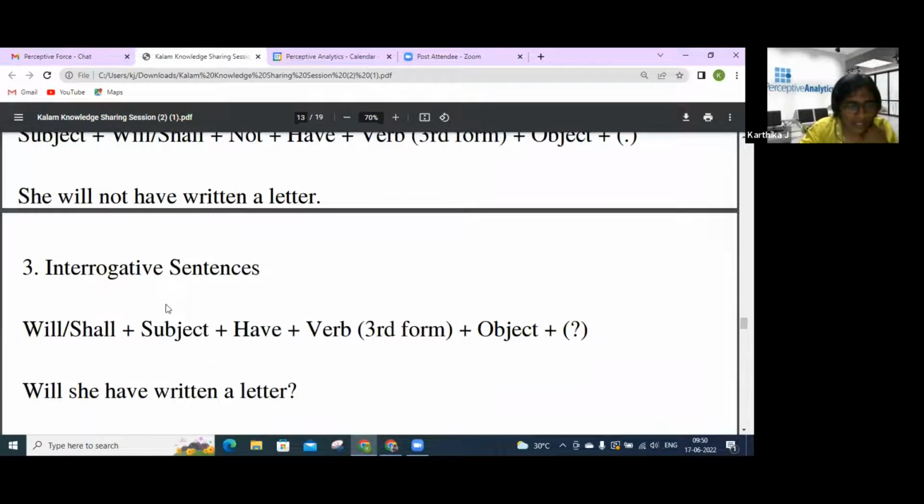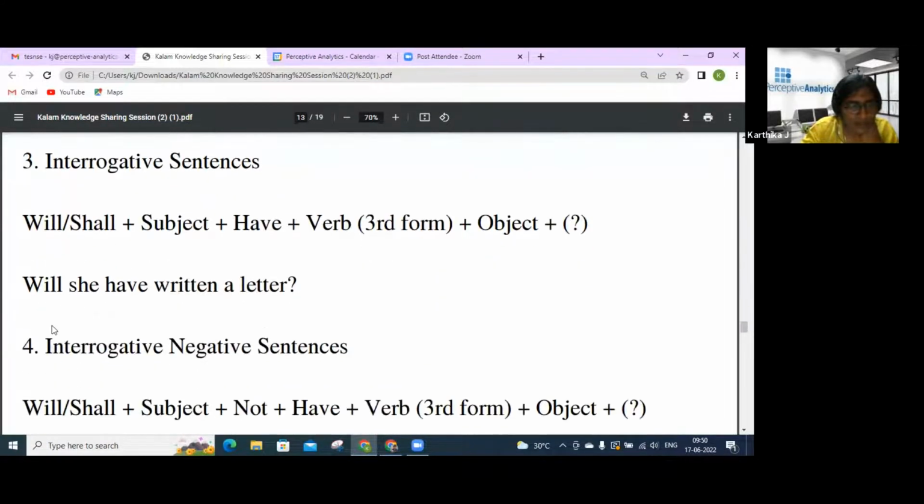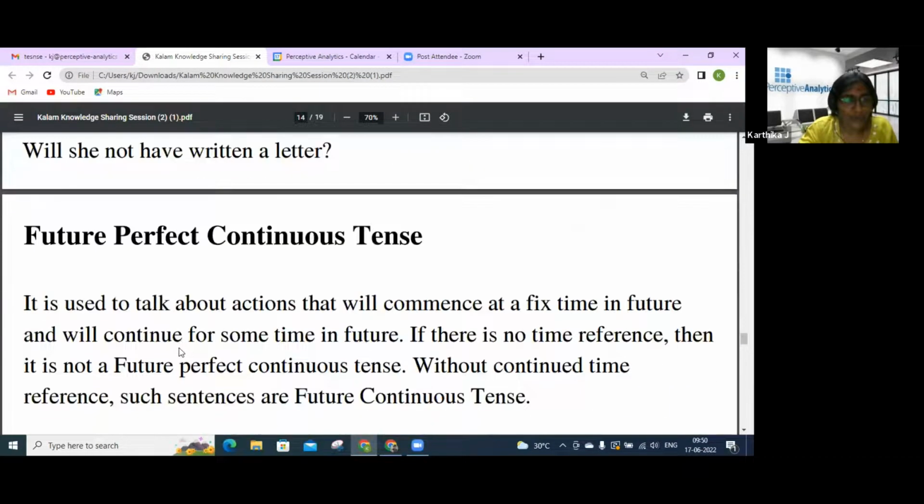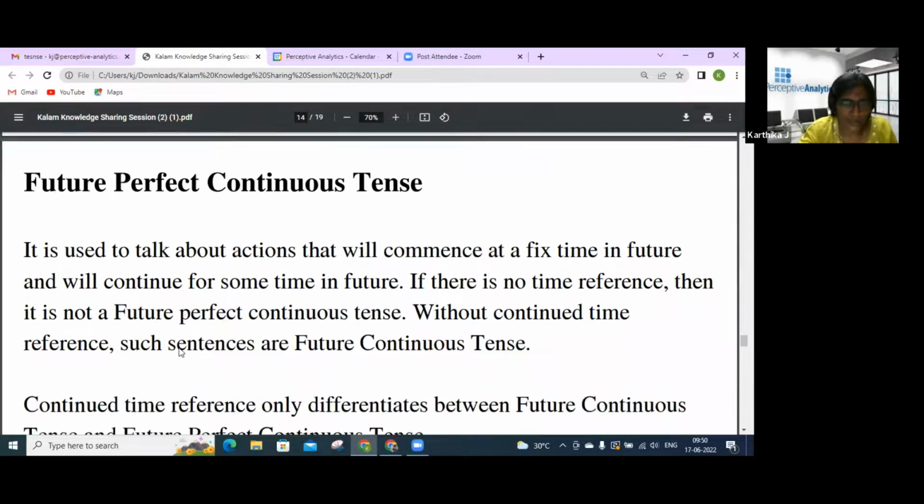Interrogative means we have to use the helping verb in the front. So, will she have written a letter? If it is interrogative plus negative, we have to use both: will, shall, subject plus not plus have plus V3 verb plus object. So, will she not have written a letter?